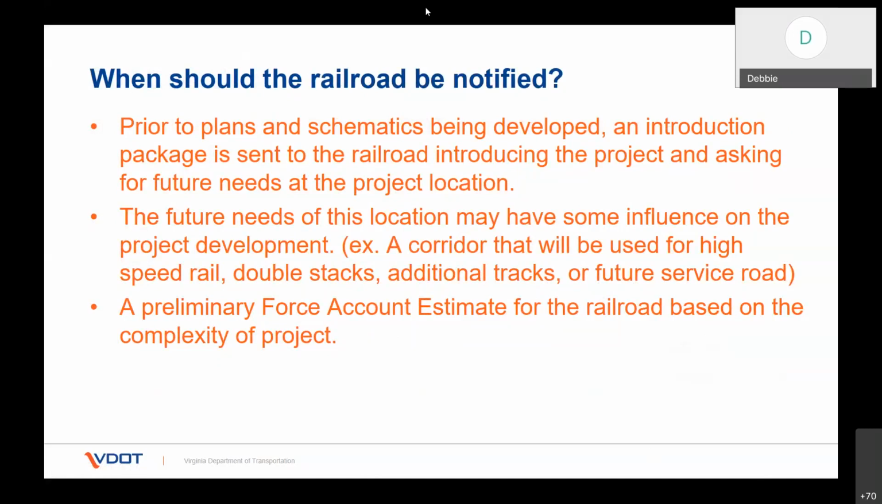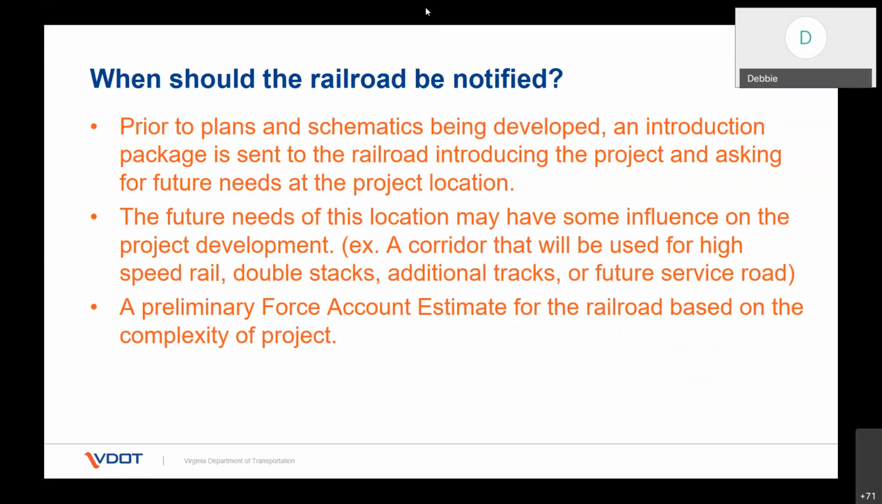The needs of this location may have some influence on your project development. Getting the railroad involved early will allow you to know what's going to happen at this location. You could have a corridor that's being used for high-speed rail or potentially double stacks. They may need additional tracks in this area, and they may need a service road, which is not uncommon when we are doing projects over them.